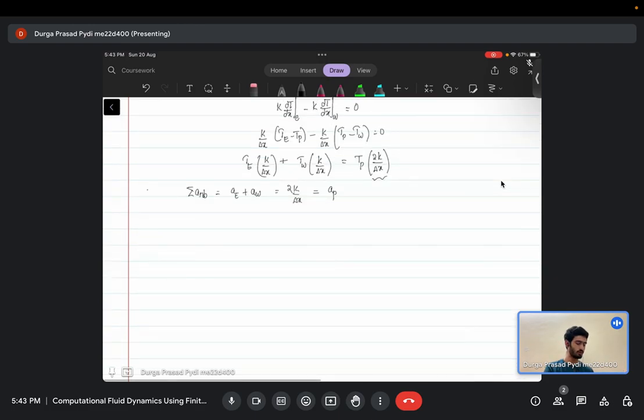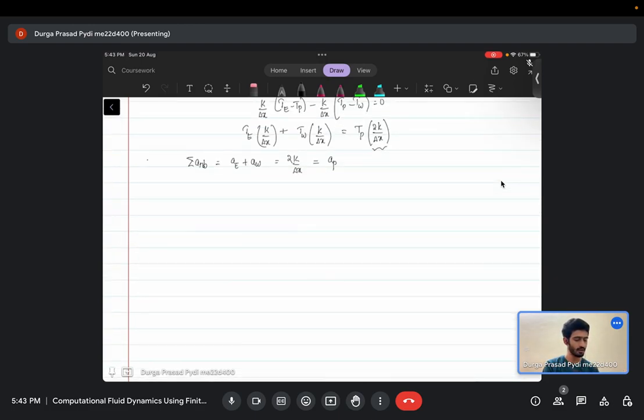Now let's see what happens on the boundaries. So the first boundary type is say Dirichlet.